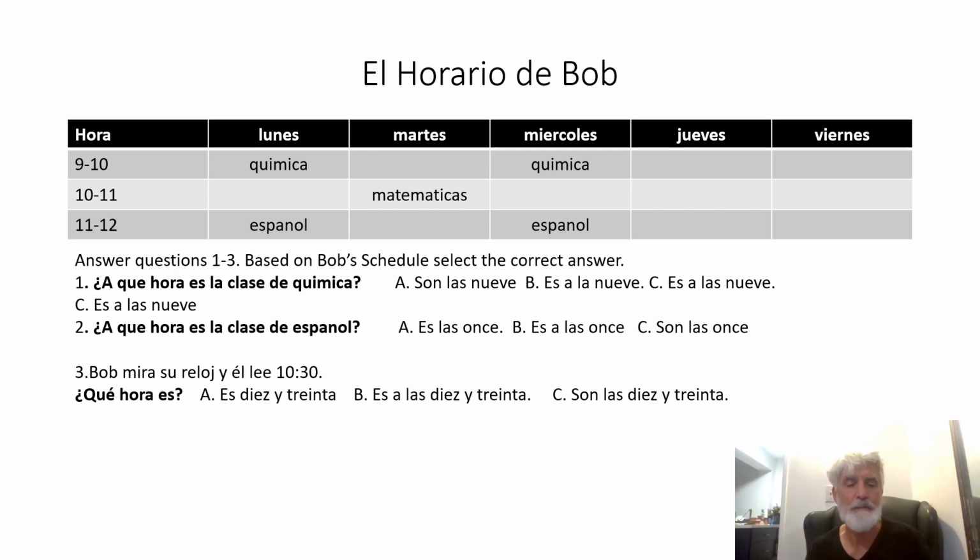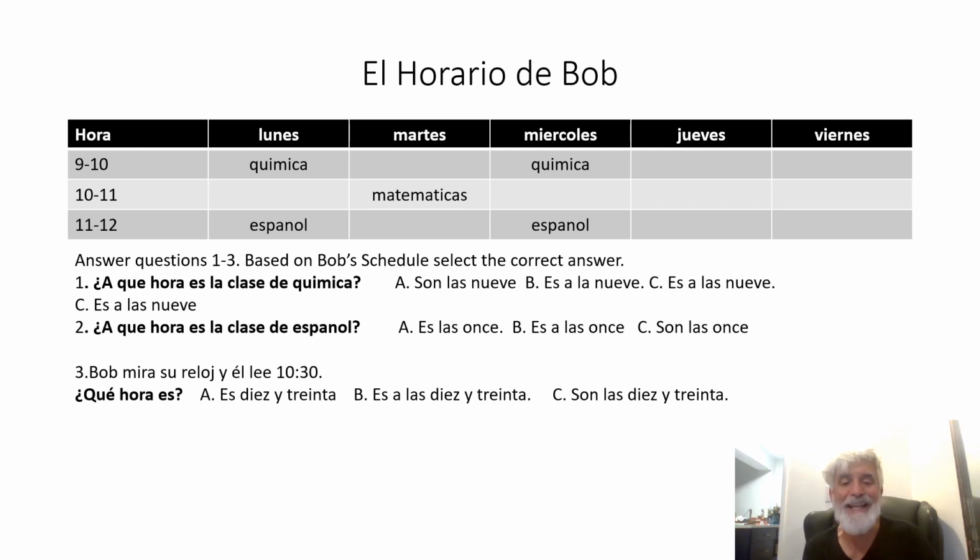Look at number 2. ¿A qué hora es la clase de español? Okay, what time or at what time is Spanish class, right? In English, we would ask, what time is Spanish class? In Spanish, it's ¿a qué hora es la clase de español? So we look at the horario, we see the Spanish starts at 11. So what's the correct answer? How would we answer back? This class is at 11. How would we say that?